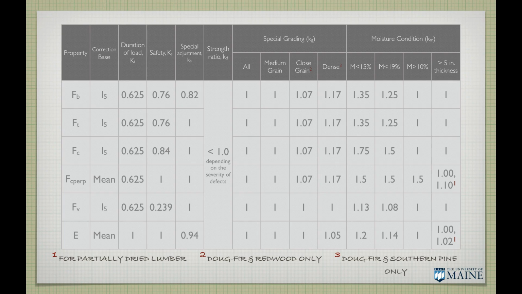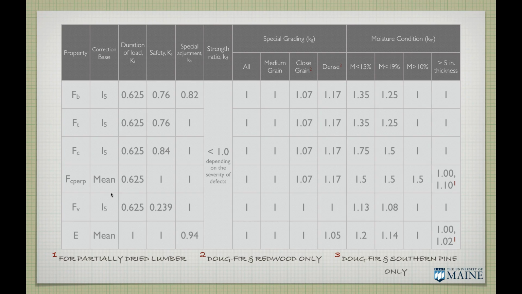You'll get this. I'll share this with you. You probably don't want to copy all this. But let's go through this table. Our first column is the property. We had these 6 design values, F_b, F_t, F_c, F_c perp, F_v, and E. Then it says, what is our correction base, or our base value? And we see 2 things. One is called the L5 and one is called the mean. So this refers, again, to our statistical variability.